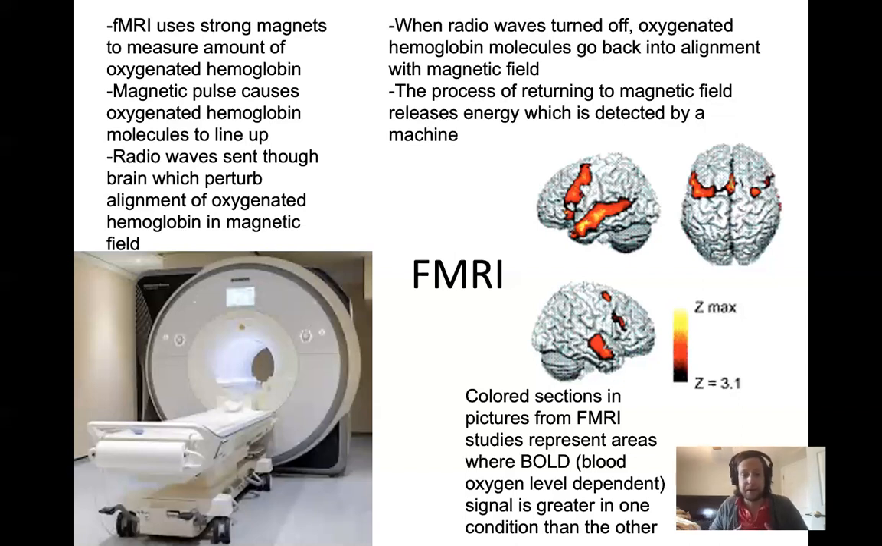If you have metal inside your body and then you go into the room with this strong fMRI magnet on, it could cause major problems, such as the metal in your body being pulled towards the magnet, which would obviously be a problem. So fMRI machines use magnetism. The magnets are useful, and I'll tell you exactly how, in measuring oxygenated hemoglobin.